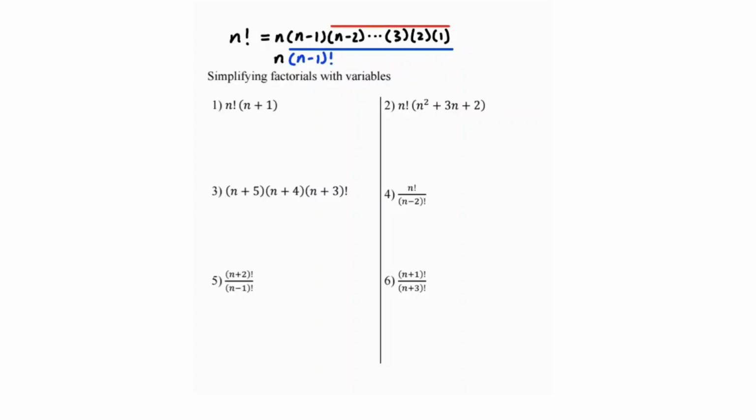But we can also break it down this way. Take a look at this red portion. Starting at n minus 2. This is going to be n minus 2 factorial. And so n factorial can be written as n times n minus 1 times n minus 2 factorial.